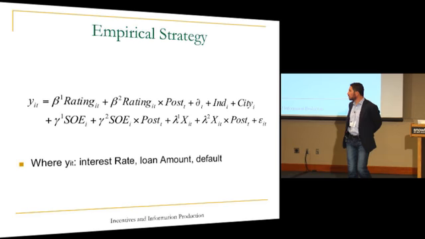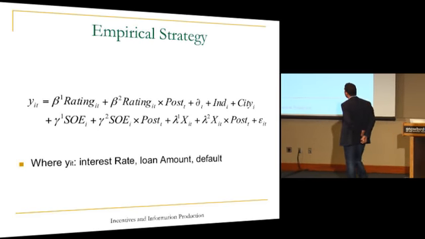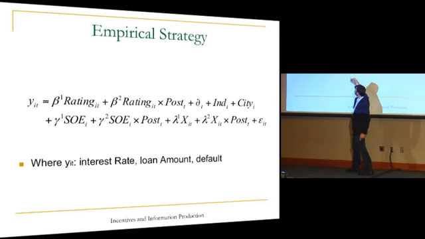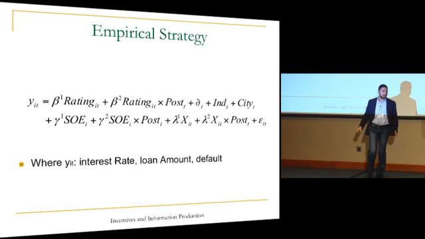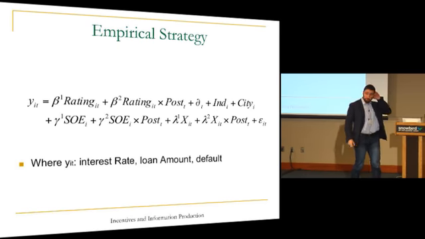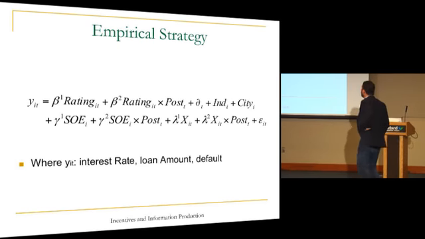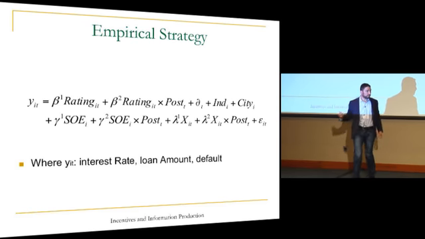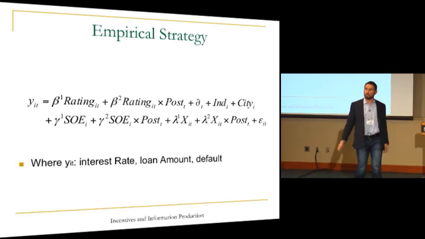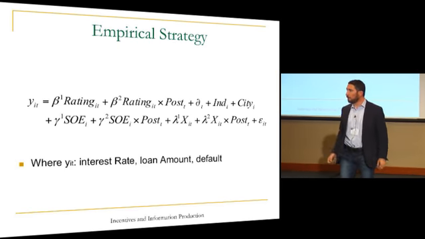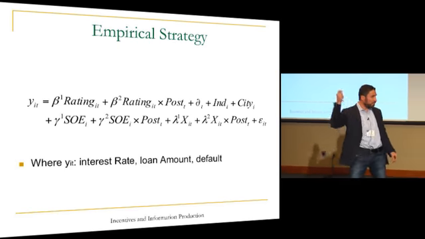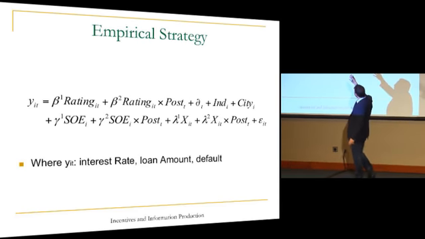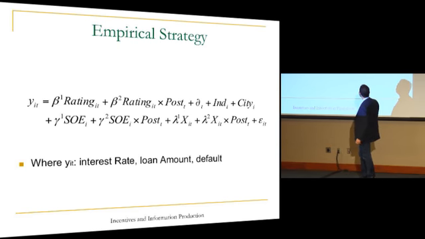So how are they going to do this? The question is, is the rating more useful? They're going to run regressions of the following sort. We're going to regress outcome variables like the interest rate that the manager chooses, or the loan amount they set, or ultimately how the loan performs, whether or not it defaults, on the rating, and then the rating interacted with the post dummy. So beta 2 is the coefficient we're interested in. If that's positive, or negative but statistically significant, then we're going to interpret that to say that the rating is more useful in the post period.